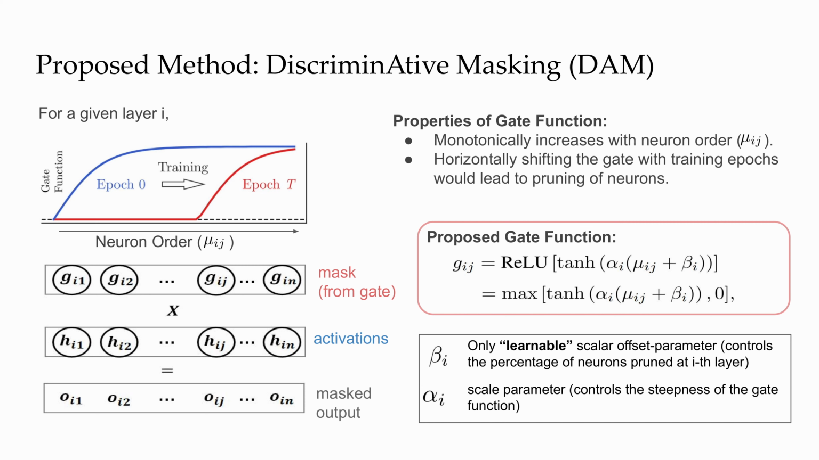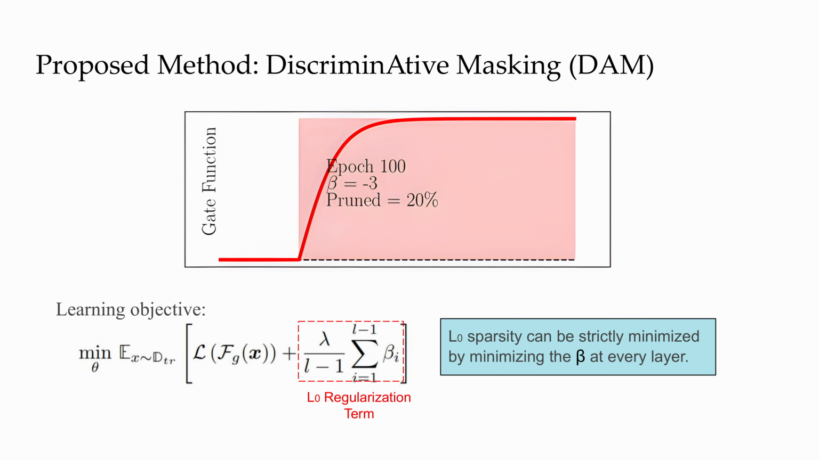Beta_i is the only learnable parameter of our gate function, which we refer to as the offset parameter. Reducing the value of beta_i horizontally shifts or offsets the gate function, thus controlling the percentage of neurons pruned with a lower order. In this animation, we can see that reducing beta_i shifts the gate function to the right and hence increases the percentage of neurons pruned at a layer i.